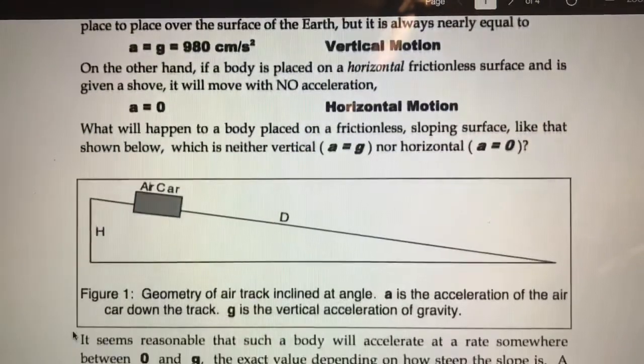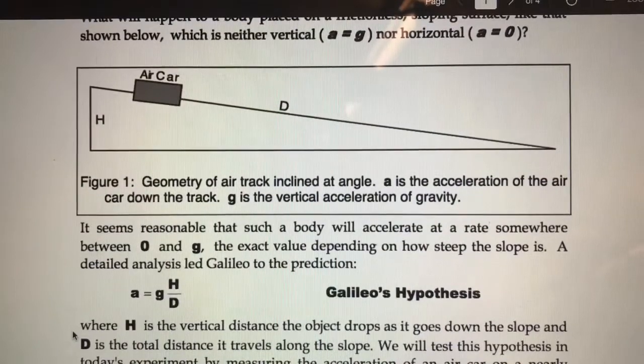But the case we're going to be looking at today is described by this geometry. There's a height and this hypotenuse. We have basically a cart moving on a frictionless track that's set at an angle relative to gravity. So gravity is going straight down in this picture. H is the height of a triangle that describes the track that the cart is on.